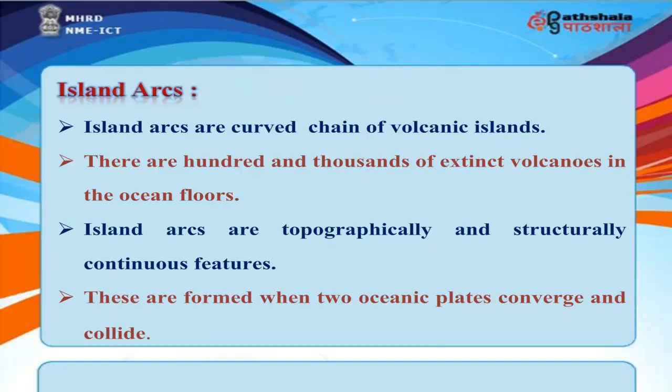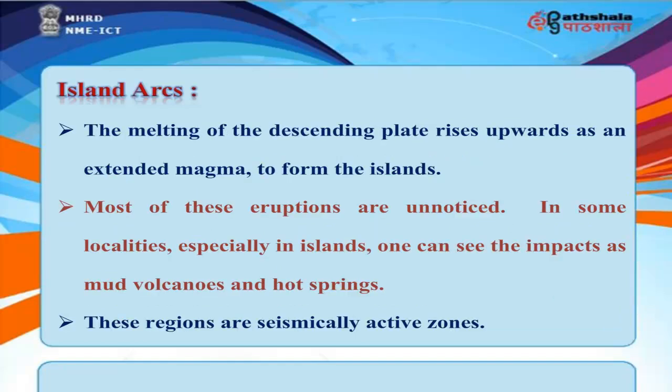Island arcs. Island arcs are curved chains of volcanic islands. There are hundreds and thousands of extinct volcanoes in the ocean floors. Island arcs are topographically and structurally continuous features. These are formed when two oceanic plates converge and collide. The melting of the descending plate rises upwards as an extended magma to form the islands.